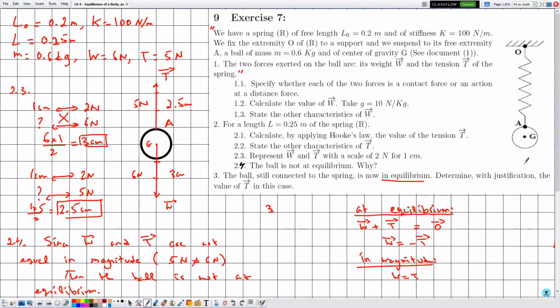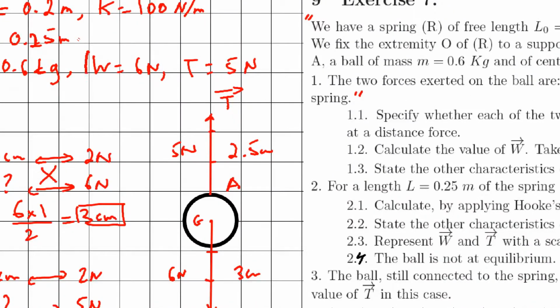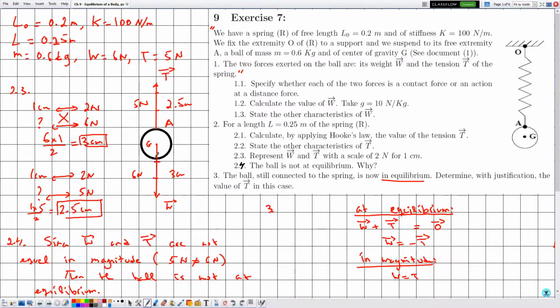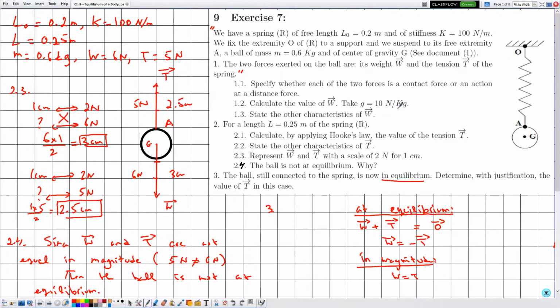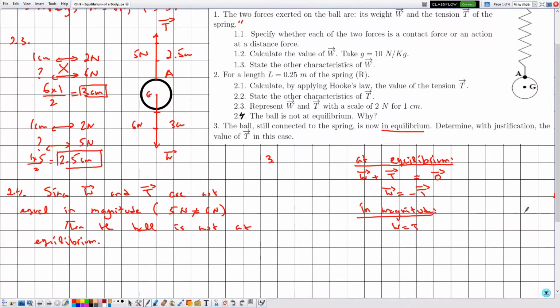Now the weight will remain the same, which is given by 60 newtons, simply because we didn't change the mass and we didn't change the value of G. Okay, so W remains the same. Now in equilibrium, what will change is the value of the tension and not the weight. So since the value of the weight is equal to 60 newtons, then in this case the value of the tension is equal to 60 newtons.